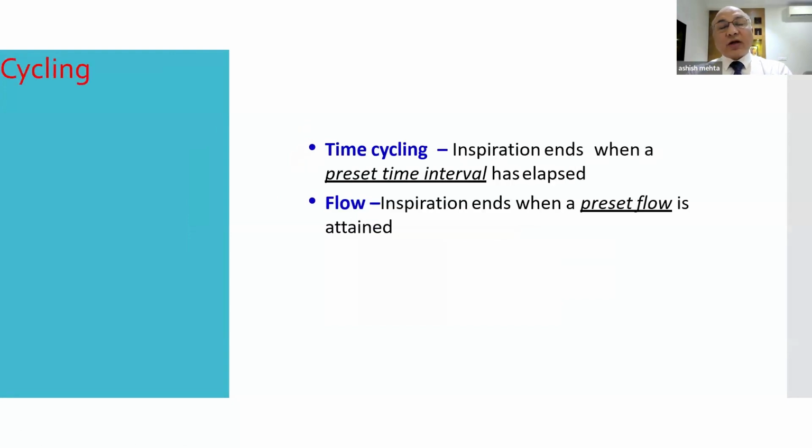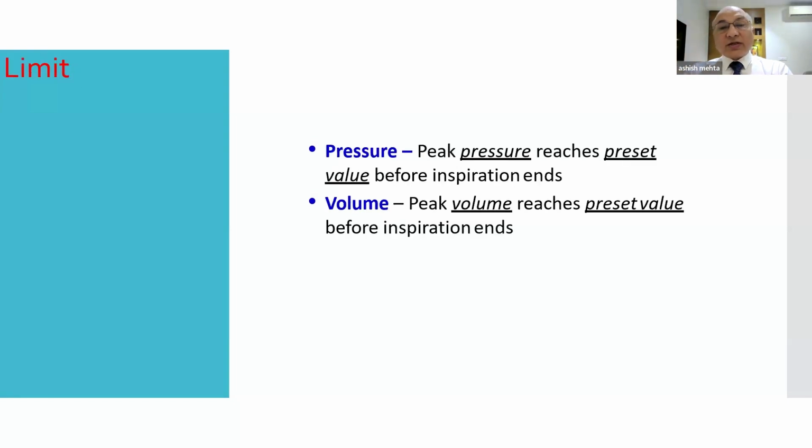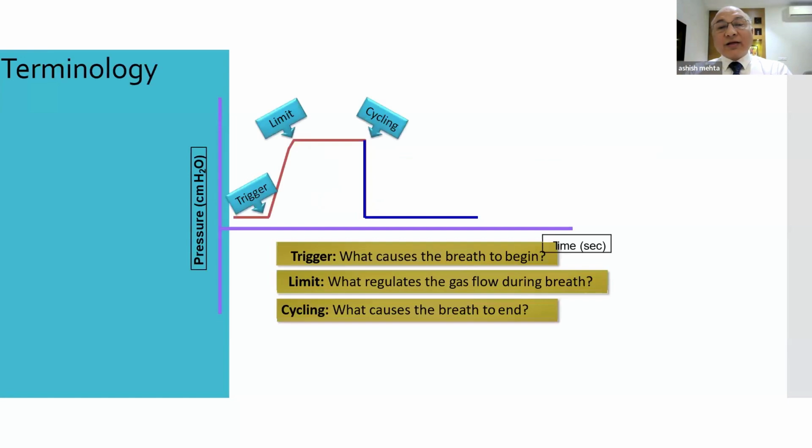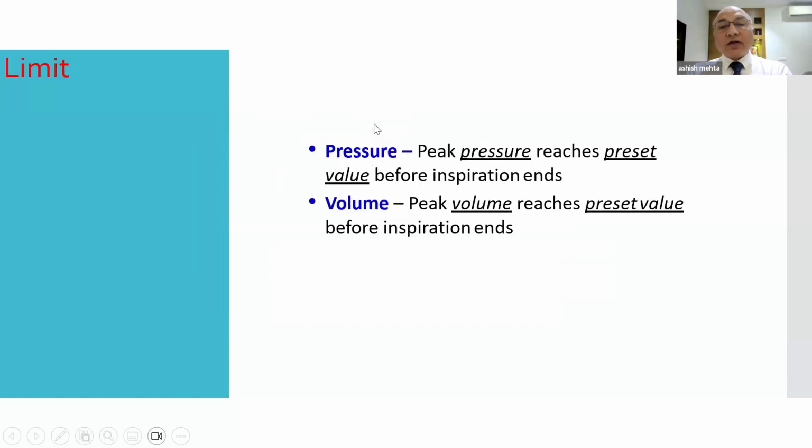And then you talk about cycling to the next breath. One breath is created. What makes it go to the next breath? Is it time because of which the next breath is started? Is it flow, because a certain flow is delivered, now the next breath will begin or inspiration ends? So it is the termination or cycling of the breath, which may be pressure, time, or flow.